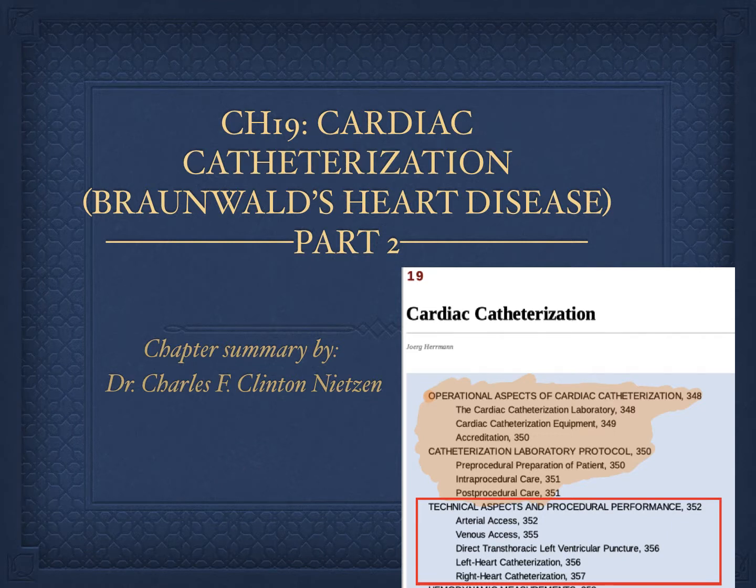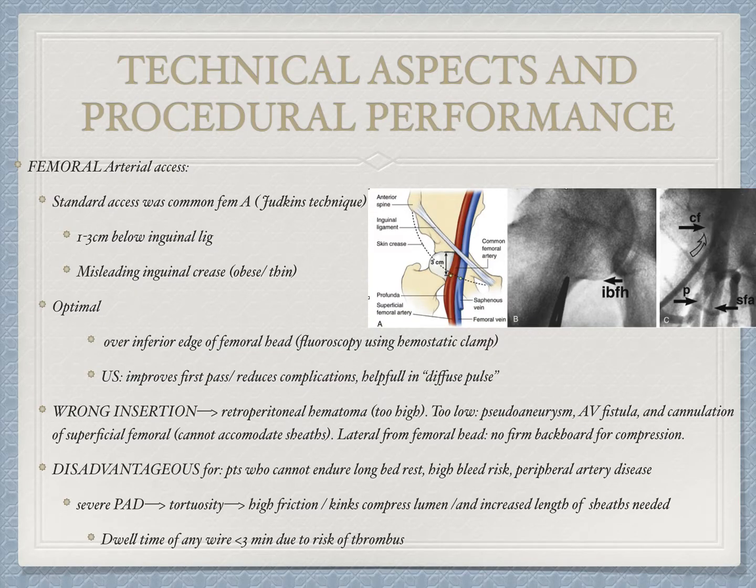This is part 2, chapter 19 summary. We'll talk about technical aspects and procedural performance. Then the femoral arterial axis was the standard access site using the Judkins technique.